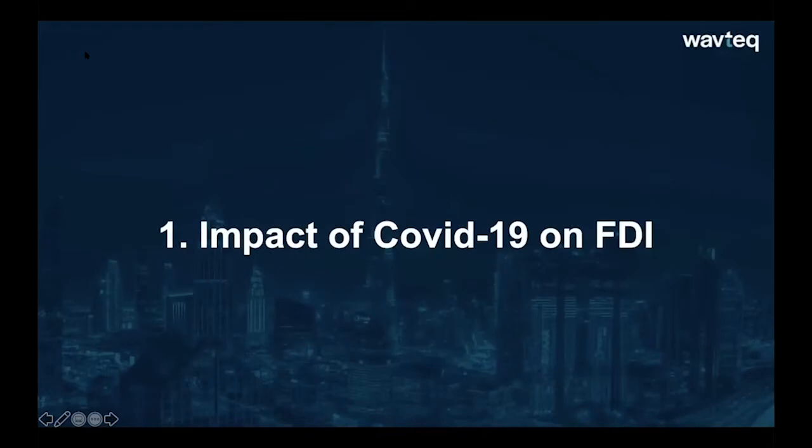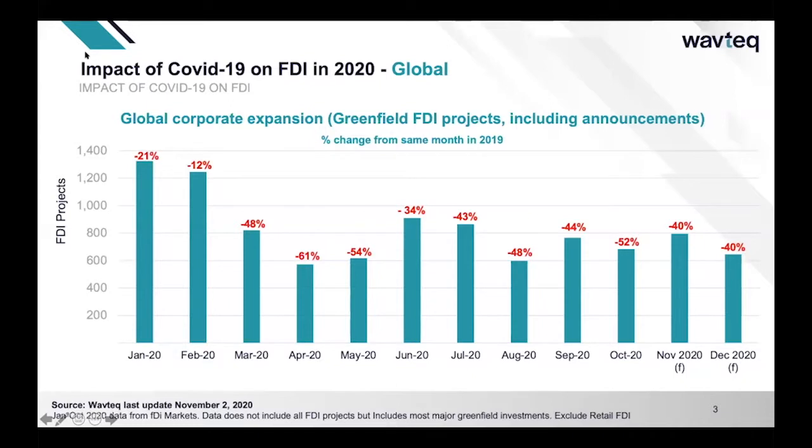So if we begin by looking at the impact of COVID on FDI, in the first slide you'll see I've done a monthly breakdown of where we are in comparison to the same period last year. You can see at the onset we were being hit by about 20%, dropping to 48% in March, and it's just got worse. This data is live up until the 2nd of November, and the last 2 months are an estimate.